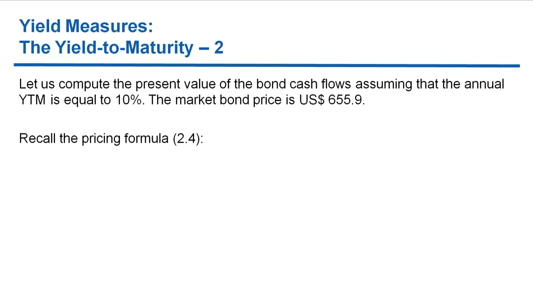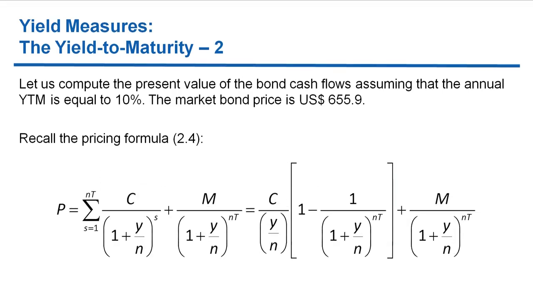So let us compute the present value of the bond cash flows, assuming that the annual yield to maturity is equal to 10%, and assuming also that the bond price is equal to $655.9. So all we have to do here is to recall the bond pricing formula, okay, which we derived in the previous module.